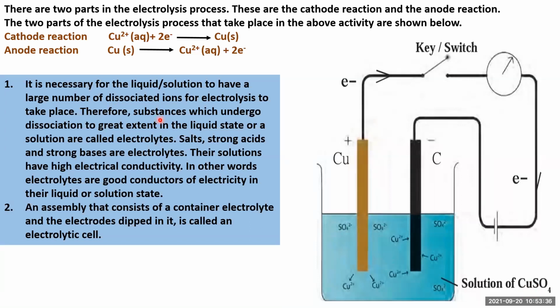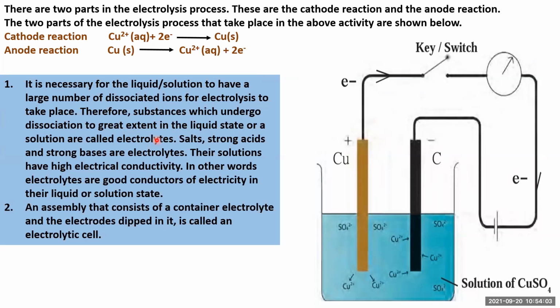Therefore, substances which undergo dissociation to a great extent in the liquid state or solution are called electrolytes. Whatever the substance in the liquid state, if its dissociation happens after applying the current, then we call the process electrolysis.